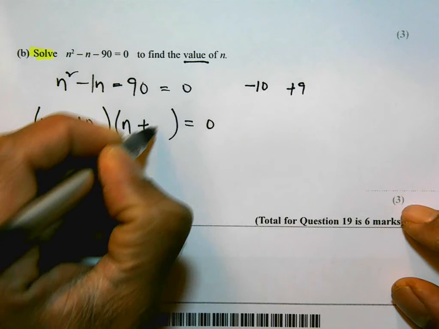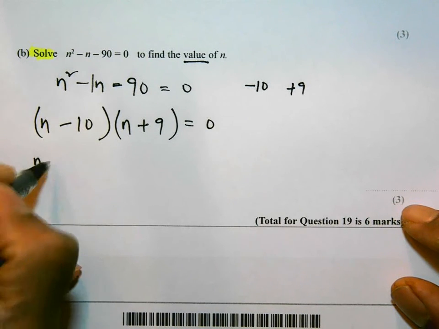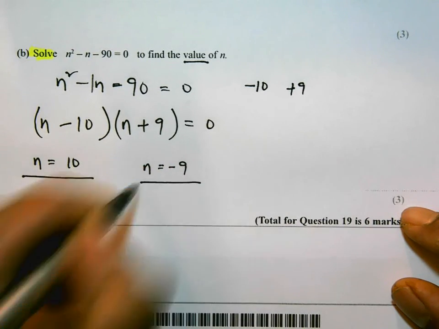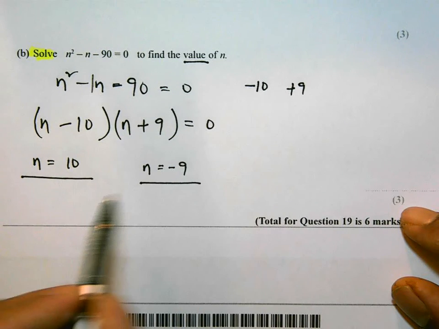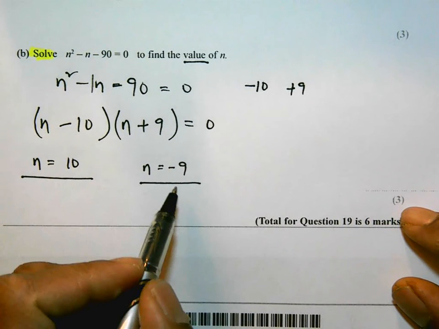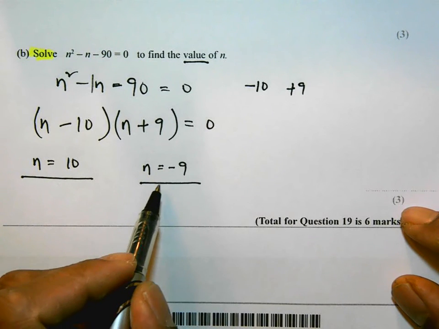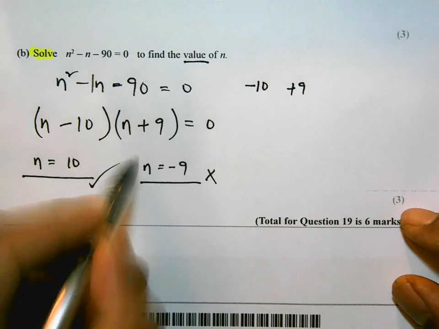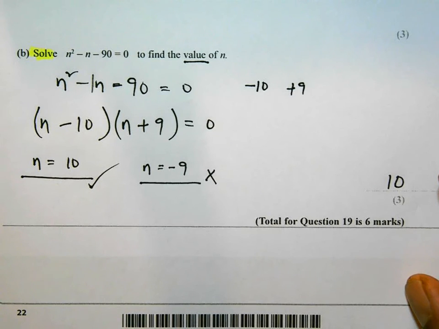When I solve, I'll get n is equal to 10, and n is equal to minus 9. But remember, I said up here, find the value of n, so there's not two answers. And you need to think about this. If I think about what n stands for, the number of sweets in the bag, I can't have a negative number of sweets, so n is just going to be 10. And that's what I put into my answer space.